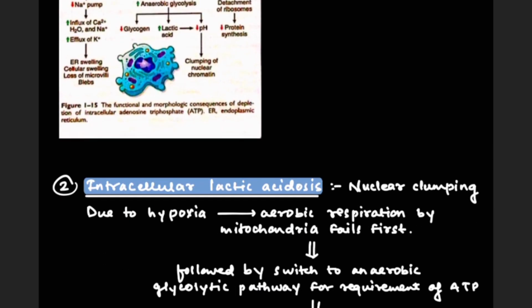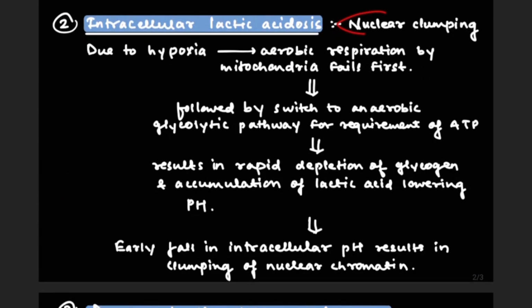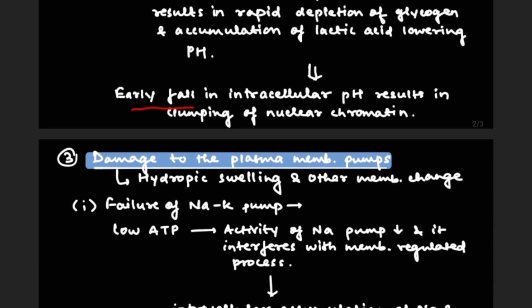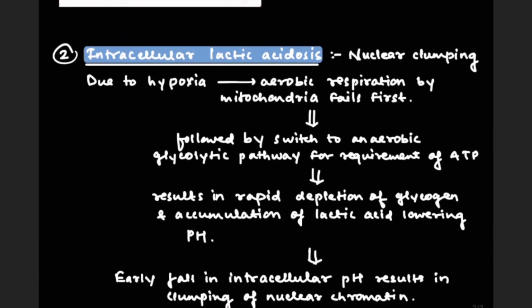Now we are going to see about the second reason, that is intracellular lactic acidosis, which will lead to nuclear clumping. So due to hypoxia, there will be anaerobic respiration, which will lead to mitochondrial failure. It is followed by a switch to anaerobic glycolytic pathway for requirement of ATP, and it will result in rapid depletion of glycogen as well as accumulation of lactic acid, which will lower the pH, and cytoplasm will become acidic. Now early fall in the intracellular pH will result in clumping of nuclear chromatin. So this was all about intracellular lactic acidosis.